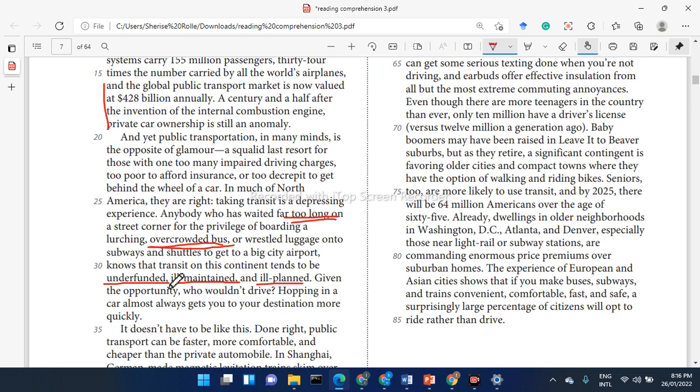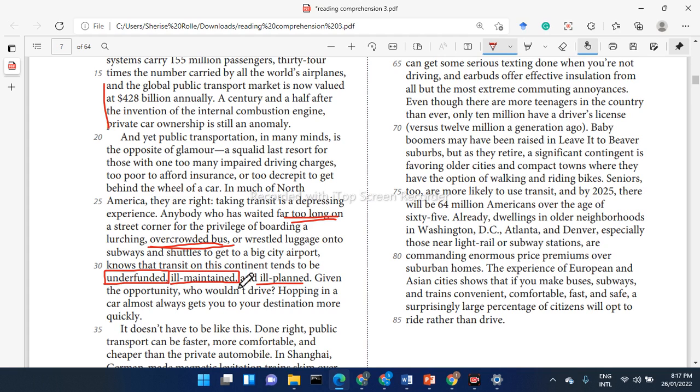I like what they did. Who did they put the blame on for the problem of public transportation? Government. The government, right? Because they're saying it's underfunded. Who is going to provide the funding for public transportation? The government. And they're saying it's ill maintained.